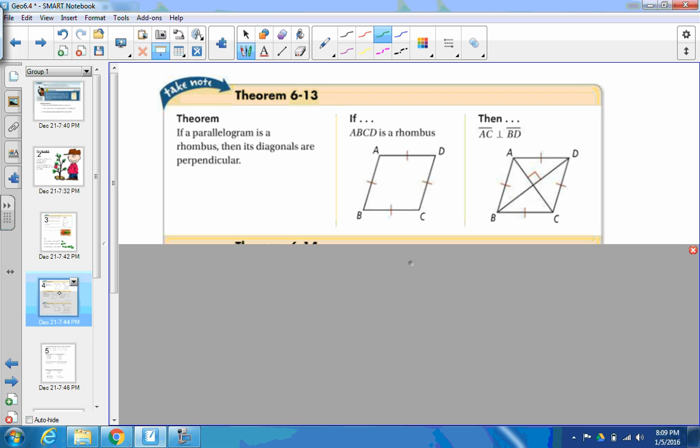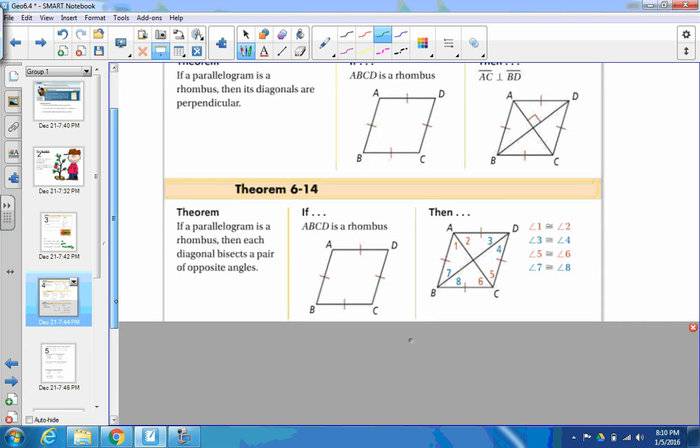Let's do some things. We have 3 theorems. I think they might be in your notes. This is how they look in the book if you want a picture with them. First one is theorem 6.13. If a parallelogram is a rhombus, so it has 4 congruent sides, then its diagonals are perpendicular. No matter what rhombus it is. Could be a square, because a square is a rhombus. But if it's a rhombus, it has diagonals that are perpendicular. So we have our picture there to the right.